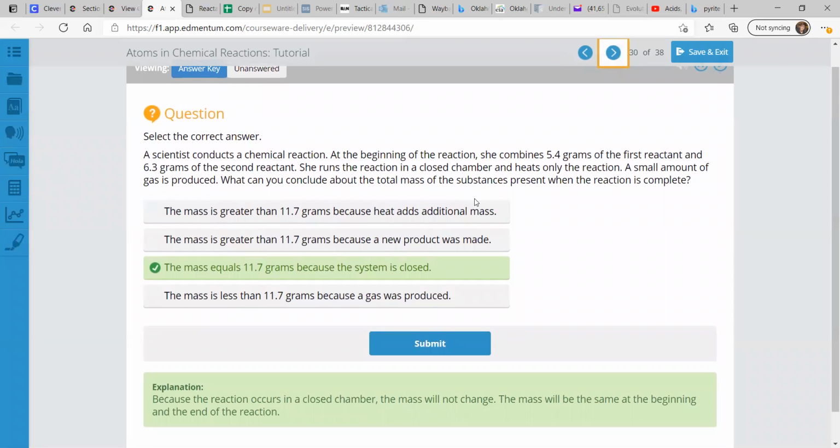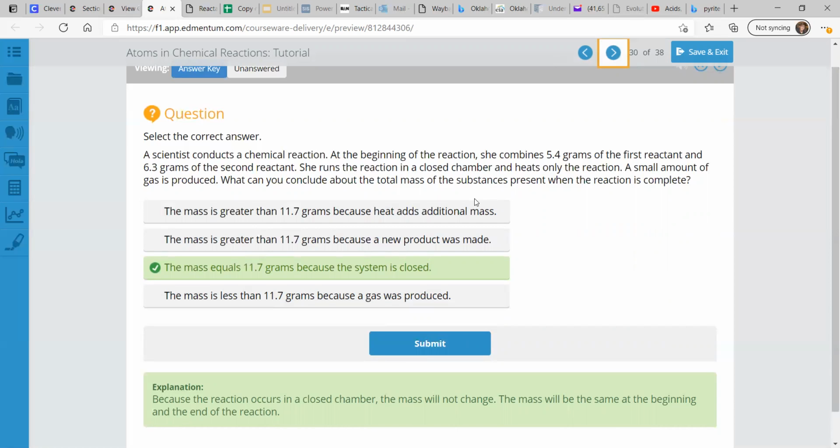All right, so a scientist conducts a chemical reaction, and at the beginning of this reaction, she combines 5.4 grams of the first reactant and 6.3 grams of the second reactant. She runs the reaction in a closed chamber and heats only the reaction. A small amount of gas is produced. What can you conclude about the total mass of the substance present when the reaction is complete?